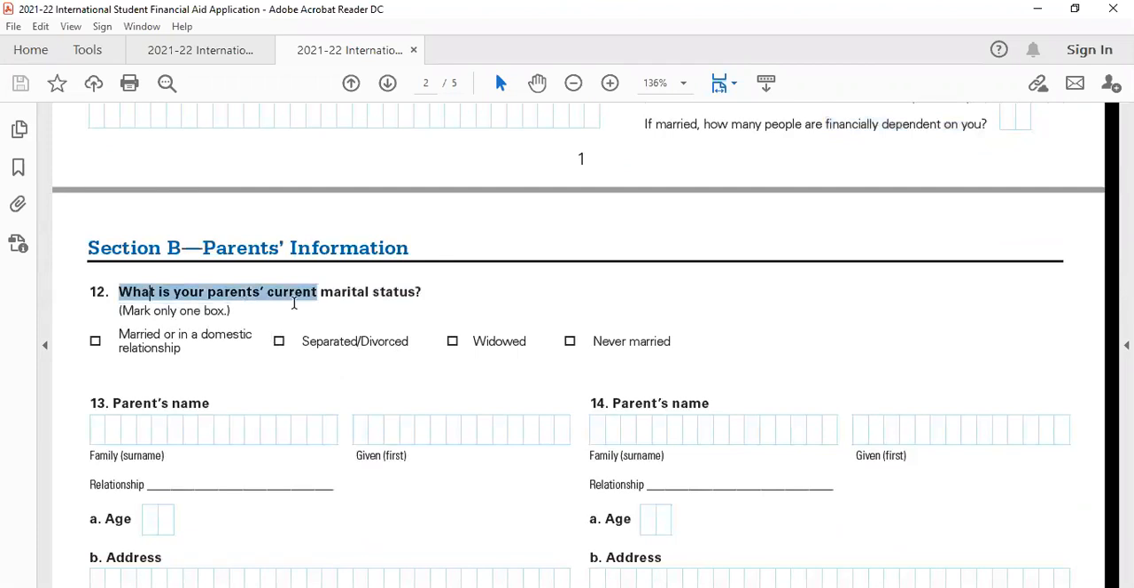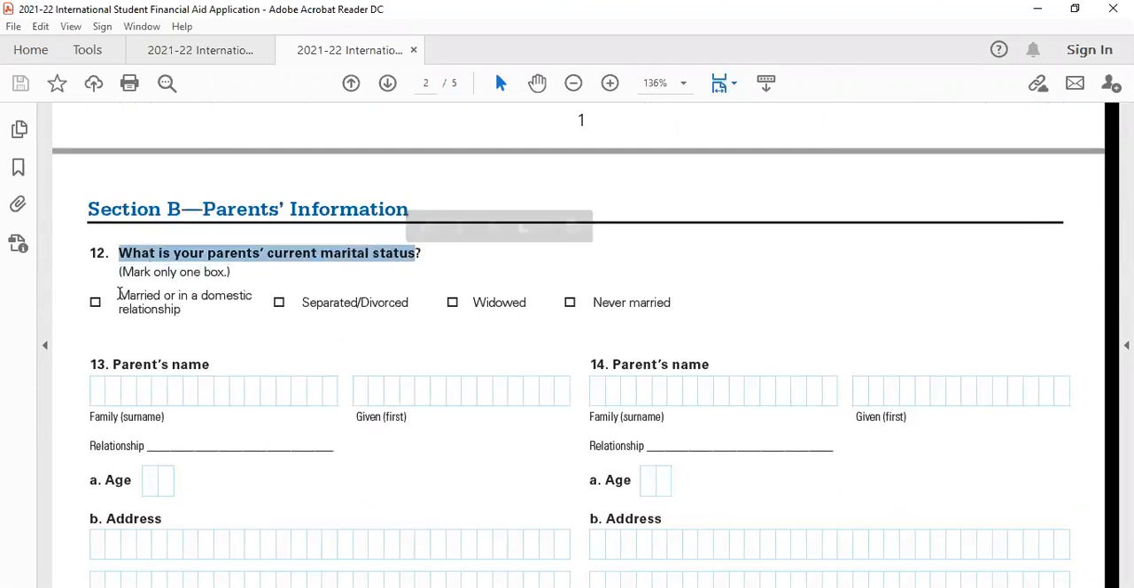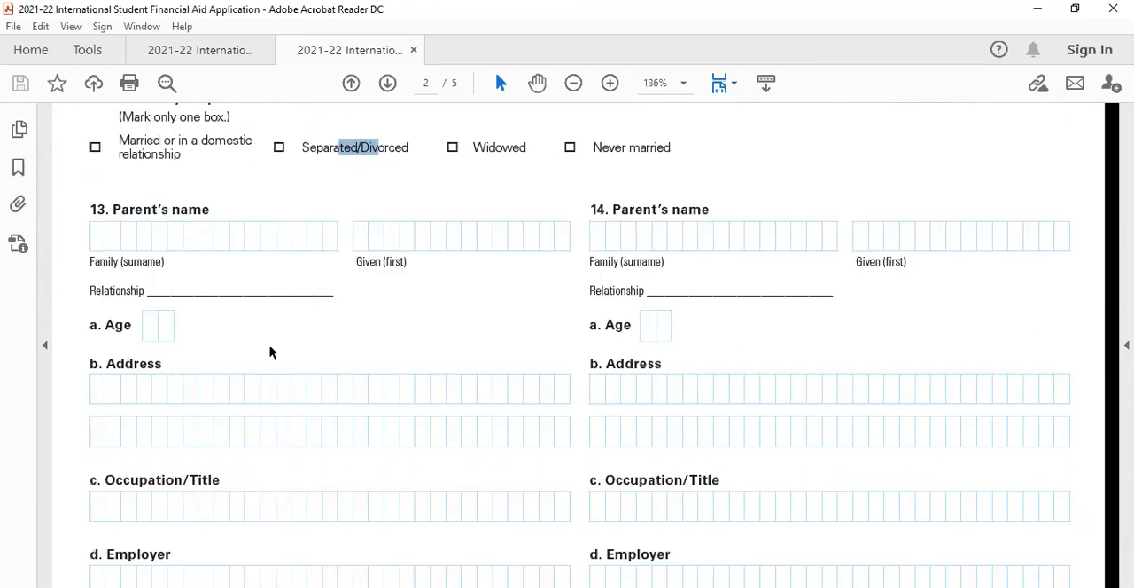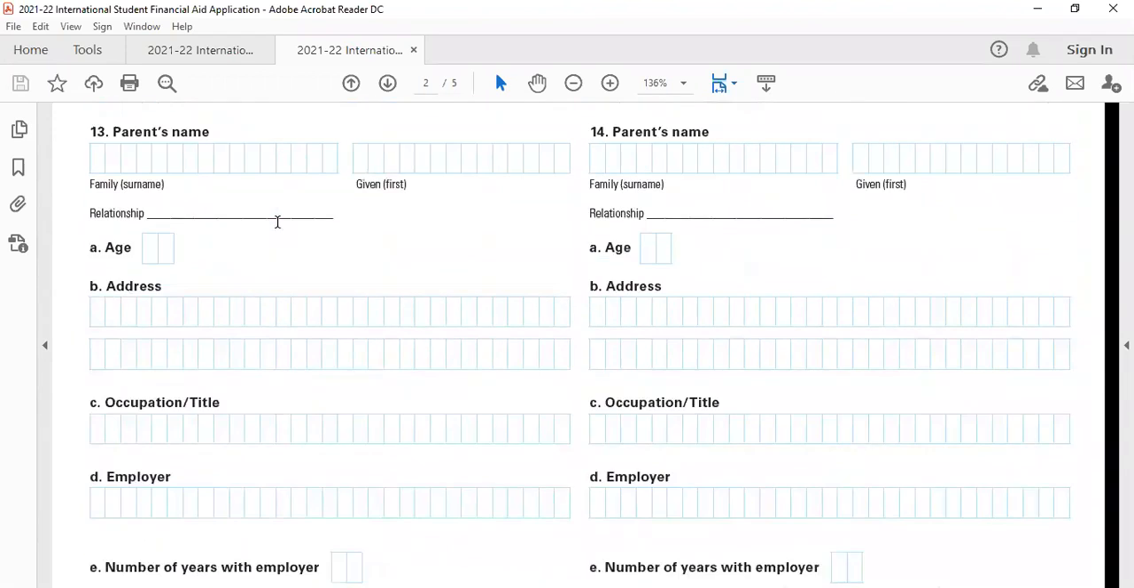What is your parents' current marital status? So you need to mention whether your parents are married or they are separated or divorced or whatever their current status is. Then you need to enter your father's details in question number 13 and your mother's details in question number 14, or you can make it vice versa. You can enter your mother's details first and your father's details second. It doesn't make a difference. Both are okay. Enter their age, their full address. You can mention same as above if it's the same address for yourself and for your parents.